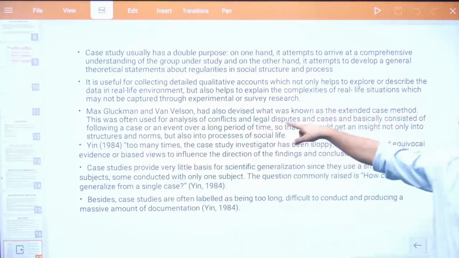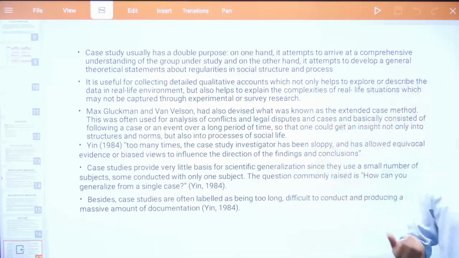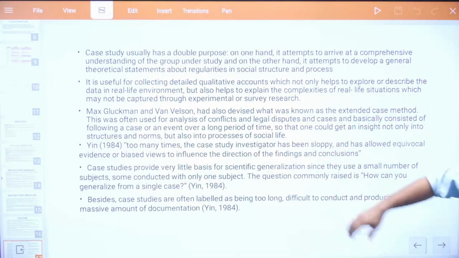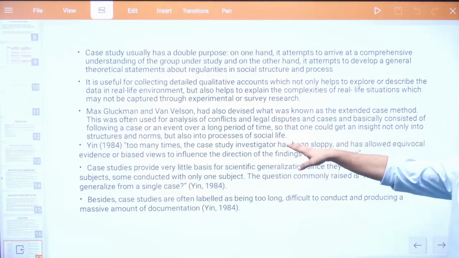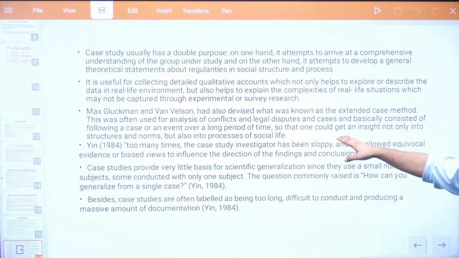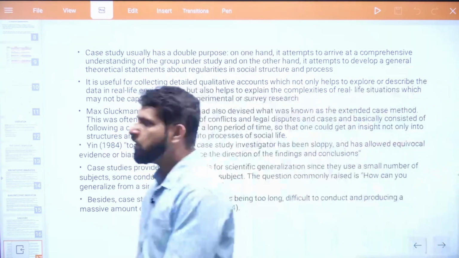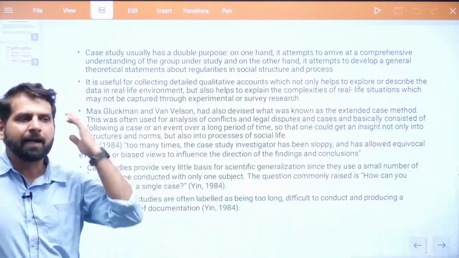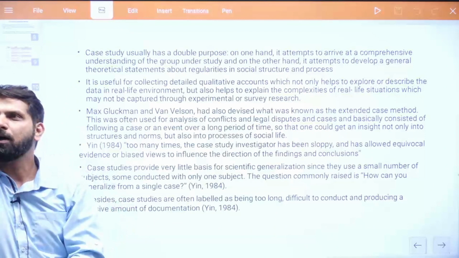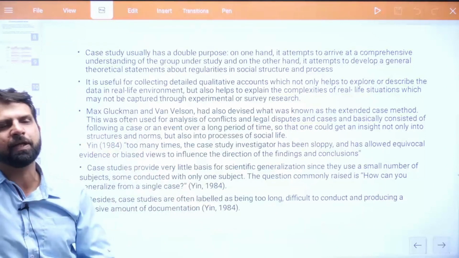So Gluckman and Wilson argued that we should have something known as the extended case method. This was often used for analysis of conflicts and legal disputes, and basically consisted of following a case or event over a longer period of time, so that one could get an insight not into structures and norms but into the process of social life. Although Gluckman and Wilson were talking about the 40s and 50s, referring to indigenous, primitive communities of those times.